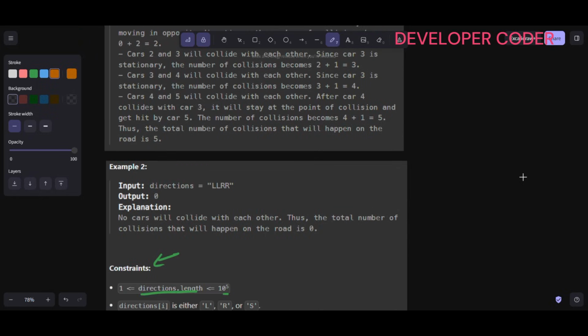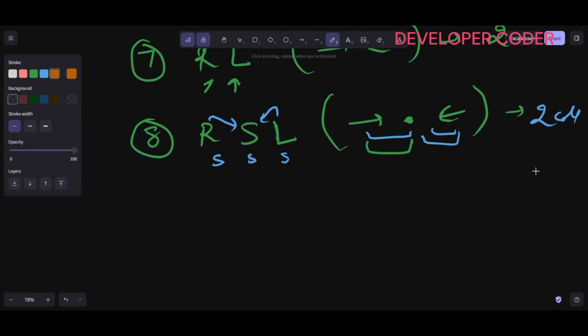Okay, let's see this case. Leading L's removed, leading R's removed, there is nothing left, that's it. Now that's it, very clear, simple logic, right?